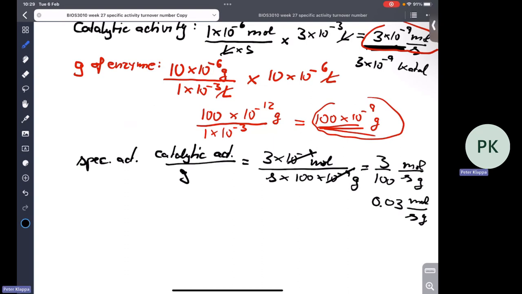But of course, there's a little catch to it, isn't it? How much is 1 gram of enzyme? Is 1 gram of enzyme a lot? Well, if you think about it, we don't know how much 1 gram of enzyme is, because it depends on the molecular mass of the enzyme. If we have got a very big, heavy enzyme with a huge molecular mass, there will only be a few molecules of that enzyme in this 1 gram. On the other hand, if we've got a tiny little enzyme with a very low molecular mass, there will be a lot of enzyme molecules in this 1 gram.